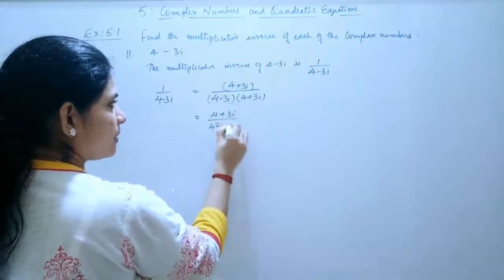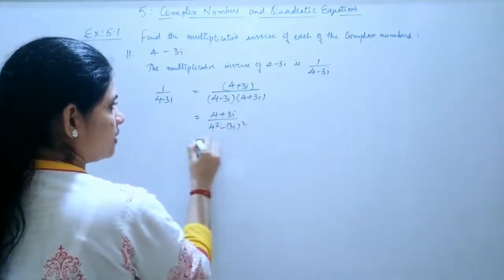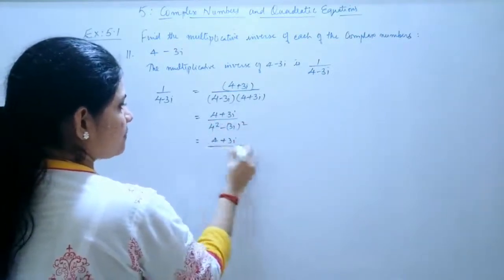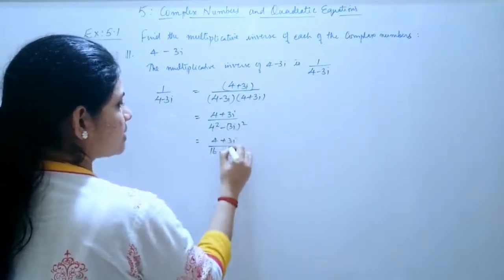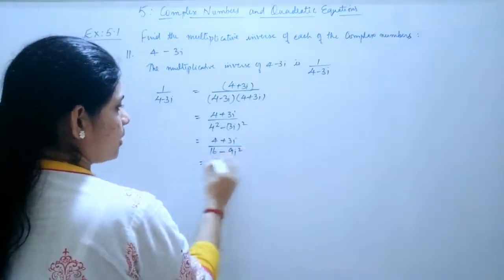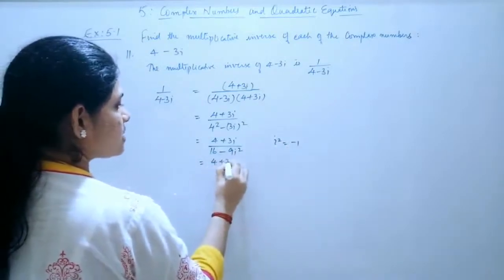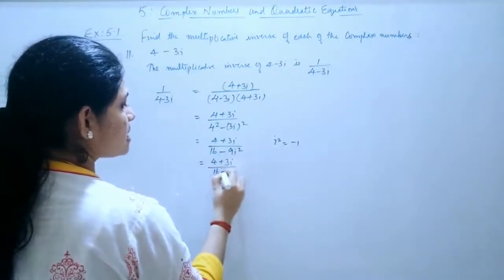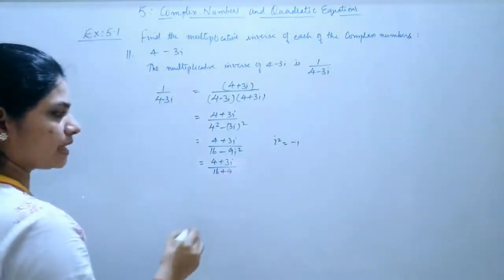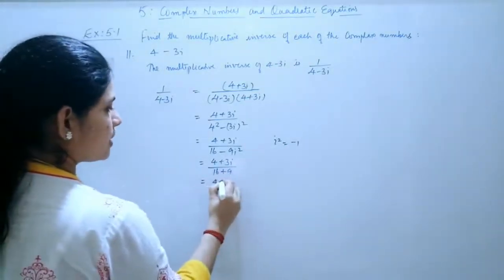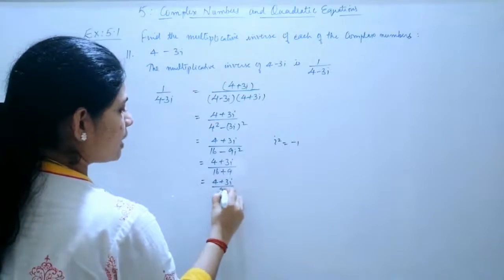So you will get 4 square minus 3i the whole square, which is 4 plus 3i divided by 16 minus 9i square. Now what is i square? Minus 1. So this will become 4 plus 3i divided by 16 plus 9, minus of minus 9. That is 4 plus 3i divided by 25.